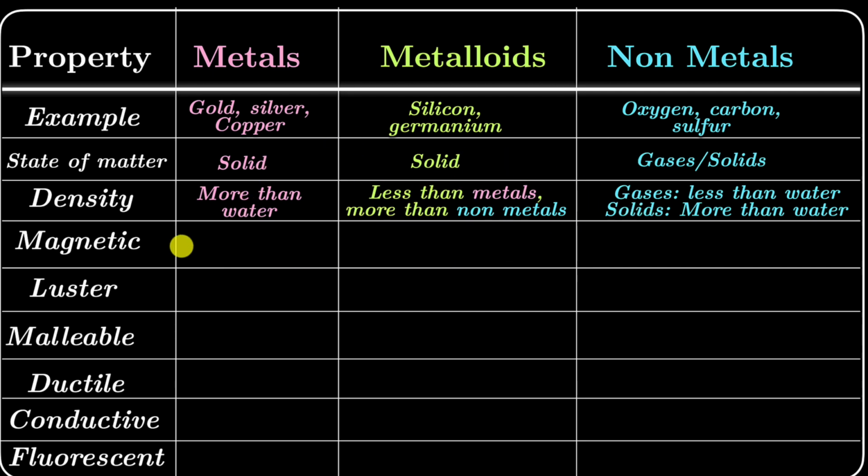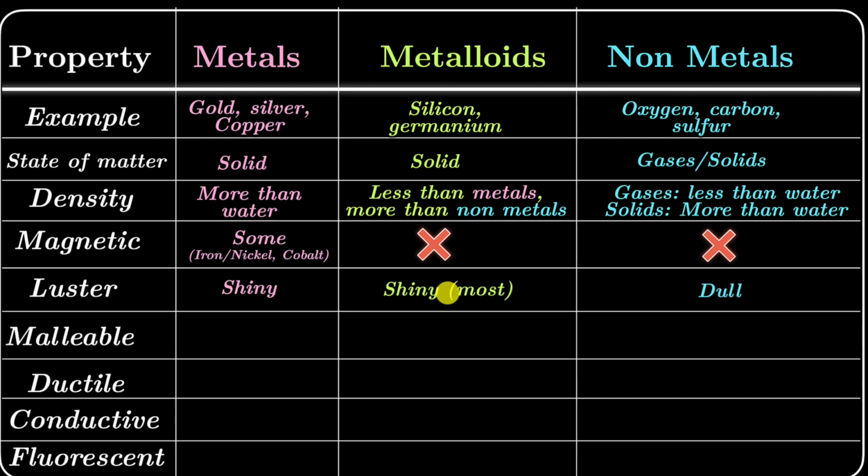Okay. What about magnetism? Well, some metals are magnetic, like iron, nickel, cobalt. But metalloids and non-metals, they're mostly non-magnetic. Okay, let's talk about luster. We've already seen this. Metals are pretty shiny. Non-metals are pretty dull. Metalloids, well, most of them are shiny. Malleability, metals are highly malleable, but these two are not. Ductility, metals are pretty ductile, these two are not.